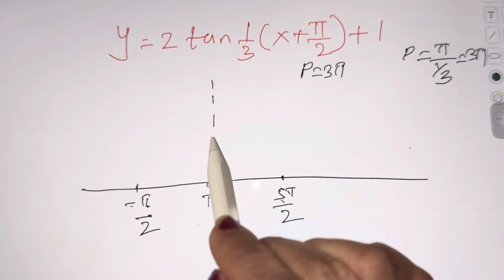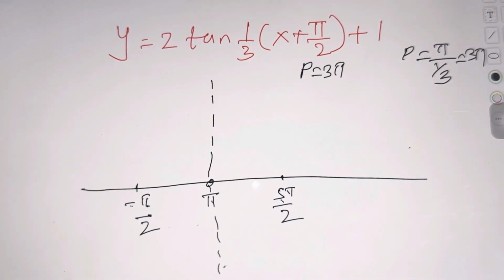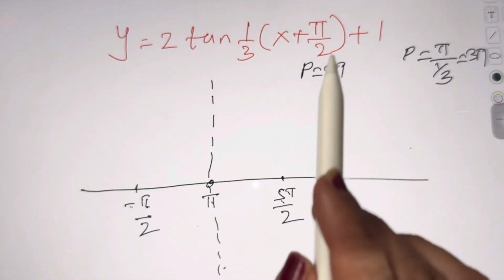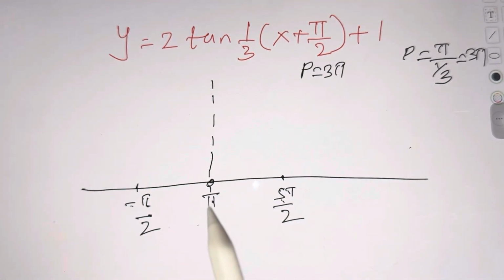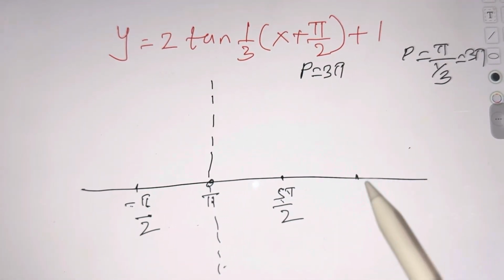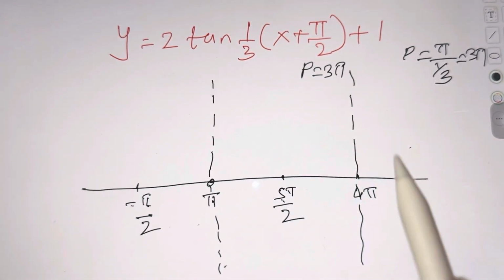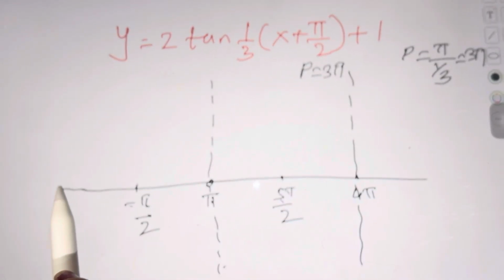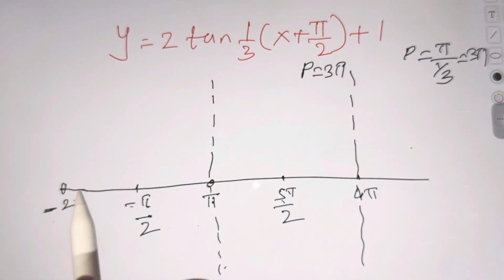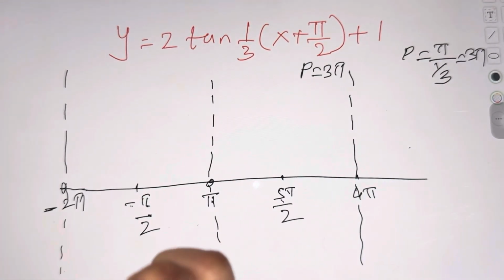And you know your first asymptote will be here. Even before drawing the graph, if you want to draw your other asymptotes, you can do that. Your period is 3 pi, right? So keep adding 3 pi. If I add 3 pi on this, I will get 4 pi. So my next asymptote will be here. You subtract 3 pi. Your next asymptote will be at negative 2 pi. See, you got all your asymptotes.